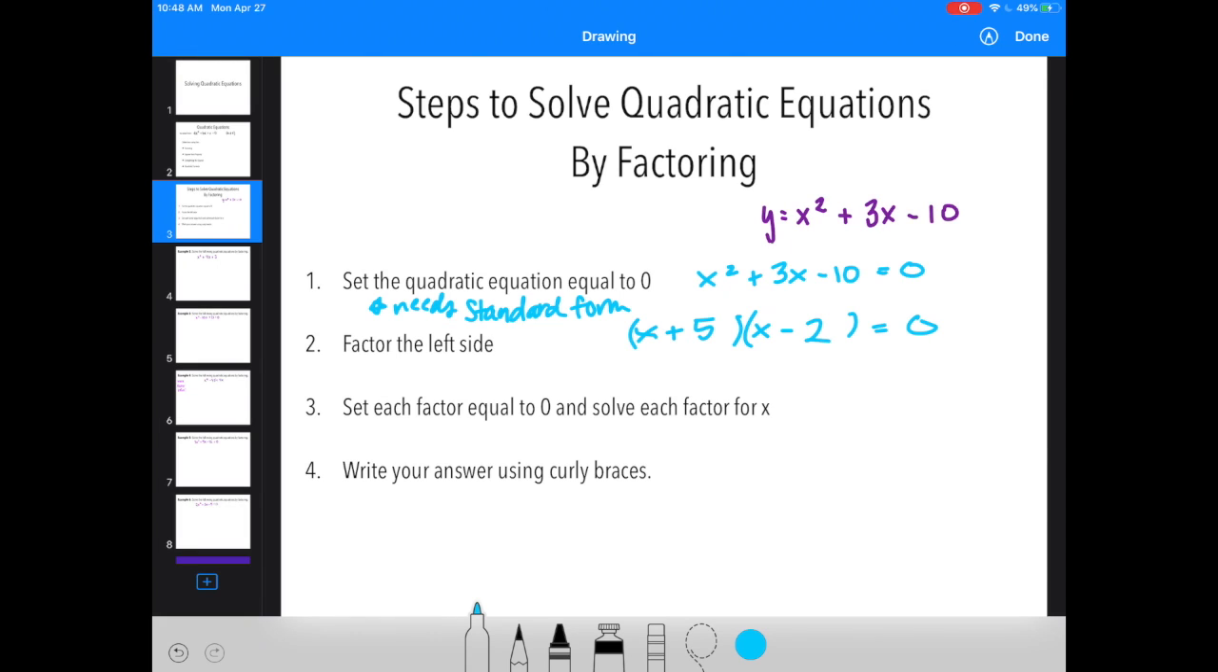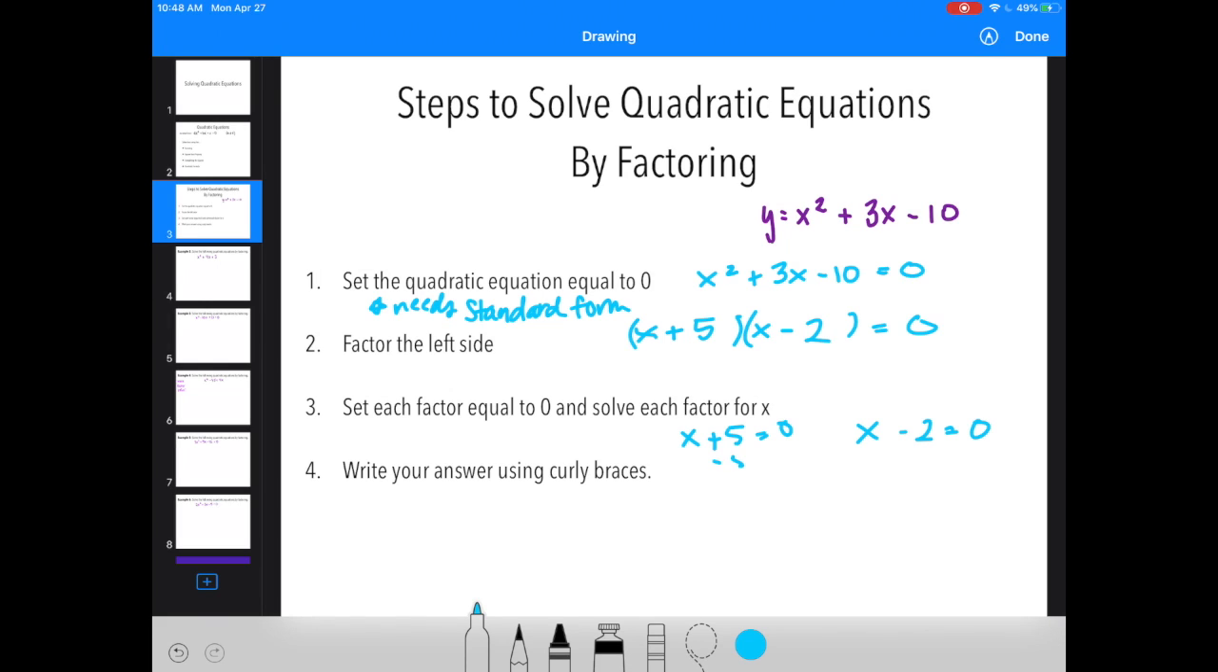All right, so now I'm factored. Now that I have factored that, I'm going to break up my parentheses into 2 separate equations and have both of those be set to 0. So I would write that as, I'm going to drop down here, x plus 5 is equal to 0, and x minus 2 is equal to 0.